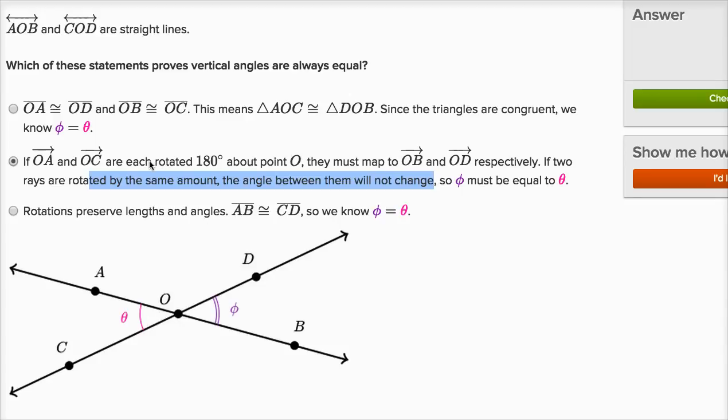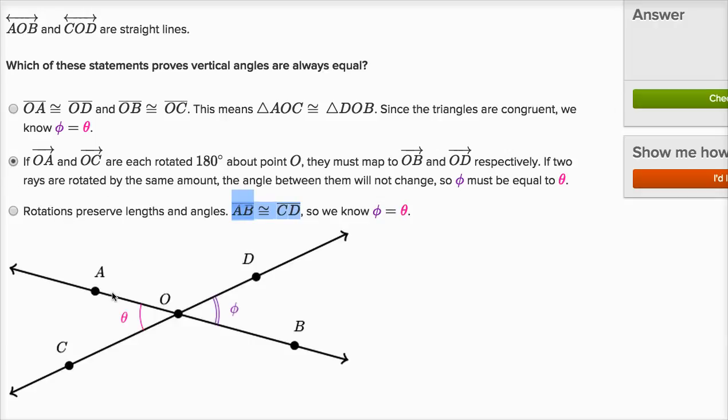So I actually like this second statement a lot. So let's see this last statement. Rotations preserve lengths and angles. AB is congruent to CD. Actually, we don't know whether segment AB is congruent to CD. They never told us that. We don't know how far apart these things are. So we know that phi is equal to theta. So this statement right over here is just suspect. And so actually I don't like that one.